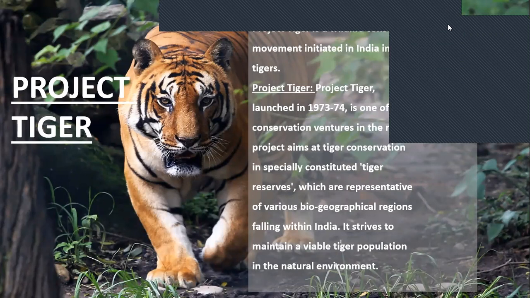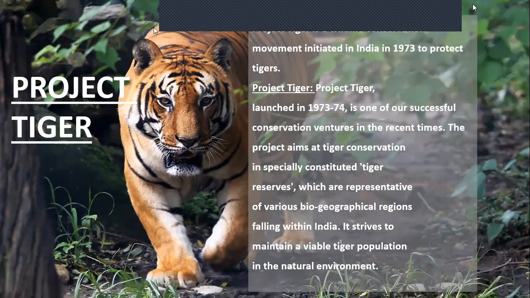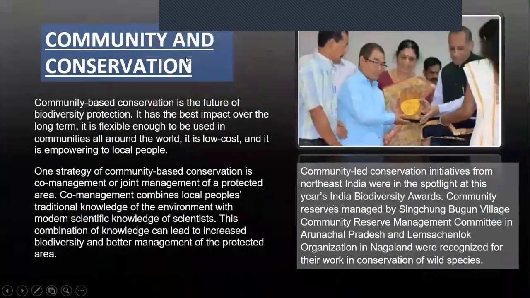Thank you, Astitha. We are only as strong as we are united, as weak as we are divided. So I request Ayushwan to tell us about community and conservation. Community and conservation. Community-based conservation is the future of biodiversity protection. It has the best impact over the long term. It is flexible enough to be used in communities all around the world. It is low cost and it is empowering to the local people.